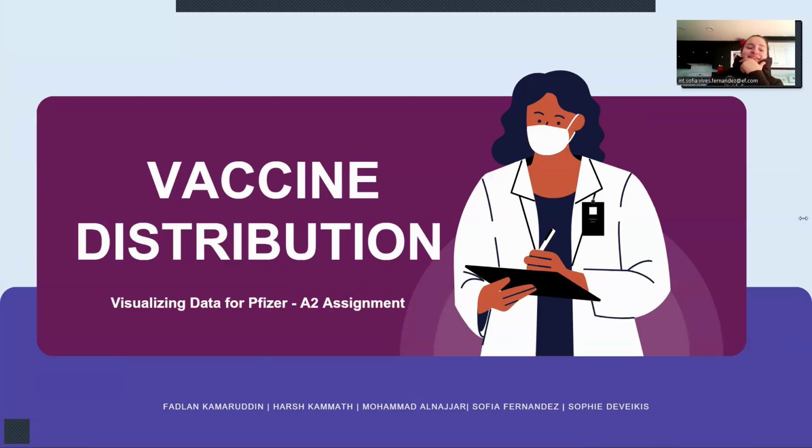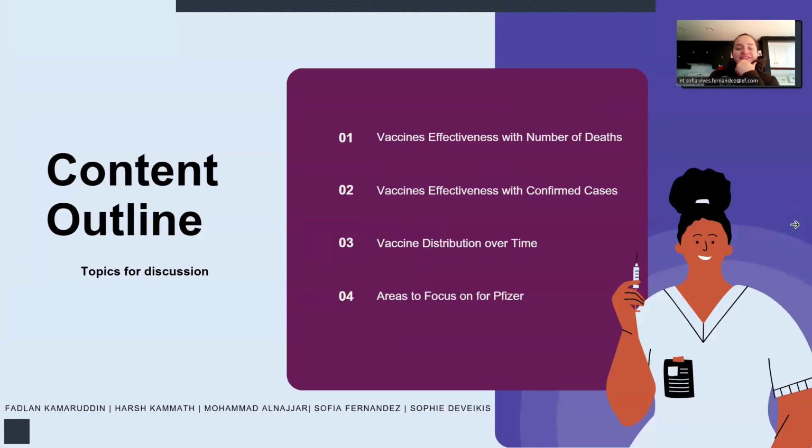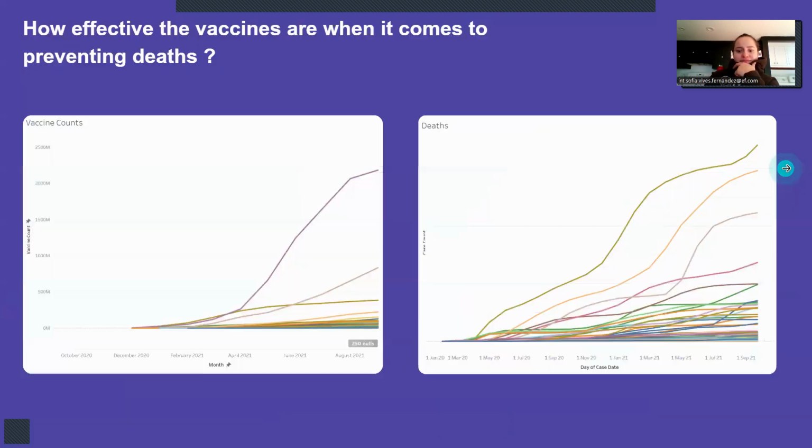Hello everyone, we are Team 1. We're going to talk about the vaccine distribution and visualizing data for Pfizer. We're going to talk about the vaccine's effectiveness with numbers of deaths, vaccine's effectiveness with confirmed cases, vaccine distribution over time, as well as areas to focus on for Pfizer. Now I'll pass it down to Najar.